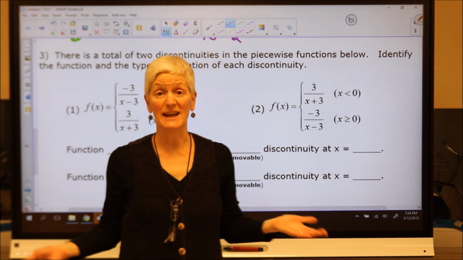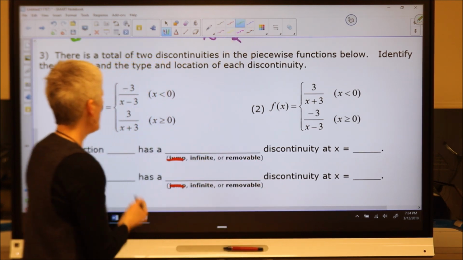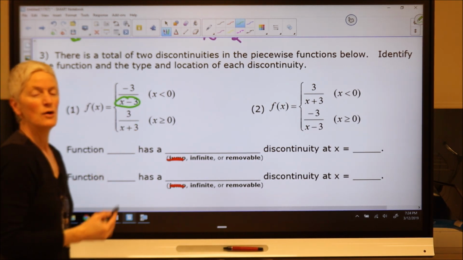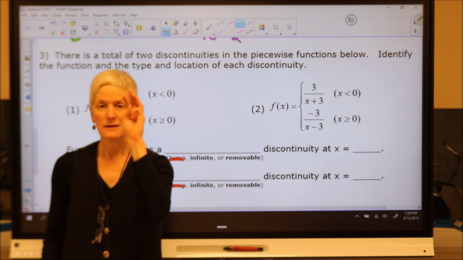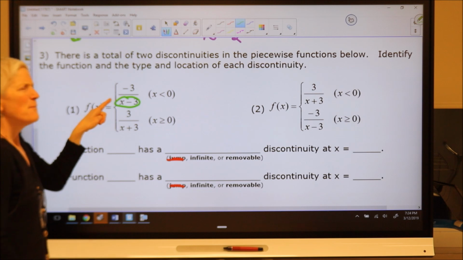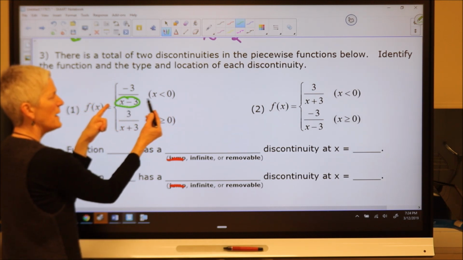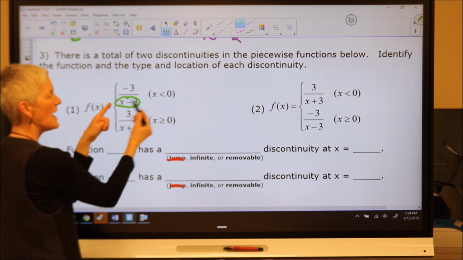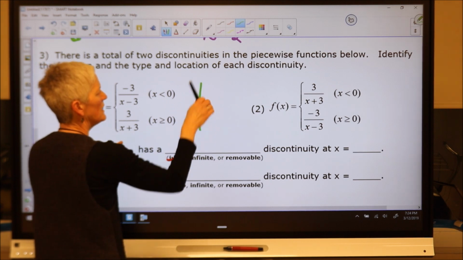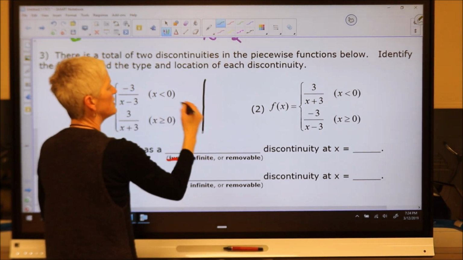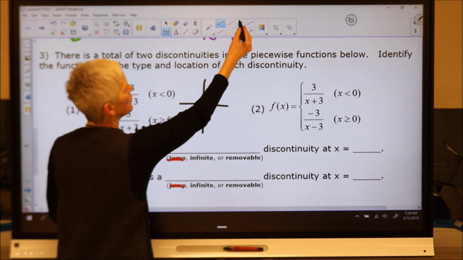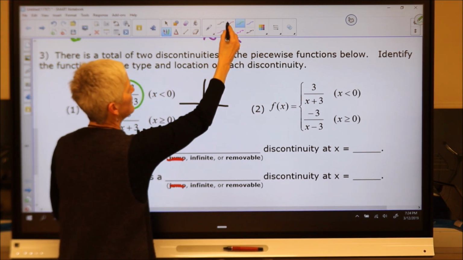So now I have to look at each individual piece. So I'm looking here, ooh, x minus 3. What do I have to avoid? I have to avoid 3 because 3 would give me a 0 in the denominator. But this is tricky. Now I have to look at my domain. This domain tells me when I'm on this piece. So I'm not going to try to graph this function, but let's just say this is my green function, and this is my red function.